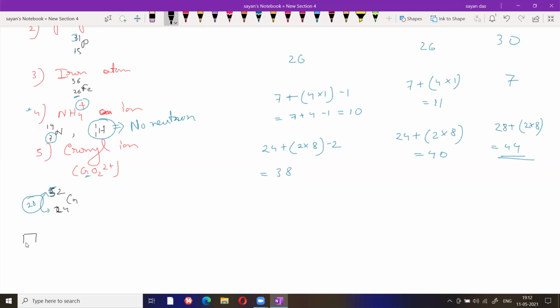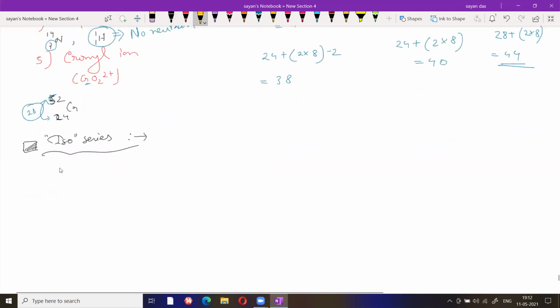No, sir. Next part is iso series. Iso series is very easy. You know all the part. Isotope, isotone, isobar, isoelectronic species, iso series. What is iso? Iso means same. So first one is isotopes.